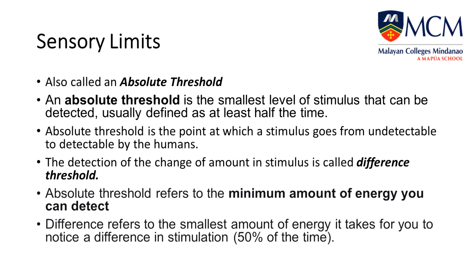Sensory limits is also called an absolute threshold. It is the smallest level of stimulus that can be detected, usually defined as at least half of the time. This is the point at which the stimulus goes from undetectable to detectable by humans. So this is the minimum amount of energy that you can detect in order for it to be detected by your senses. That is the absolute threshold.